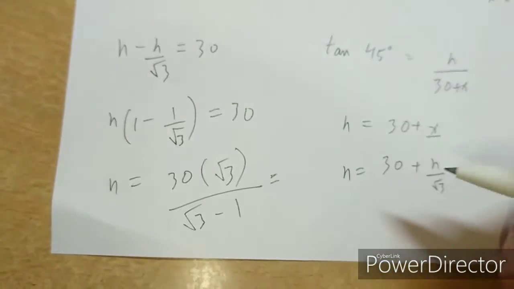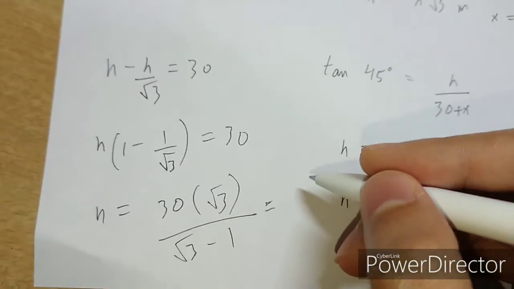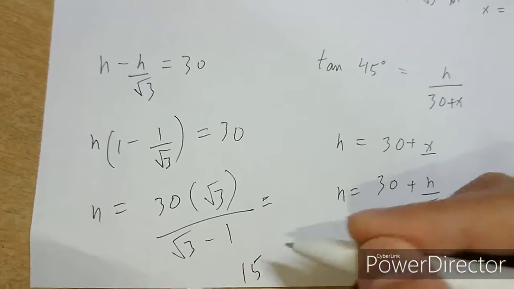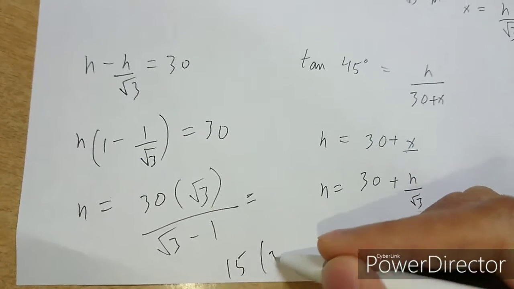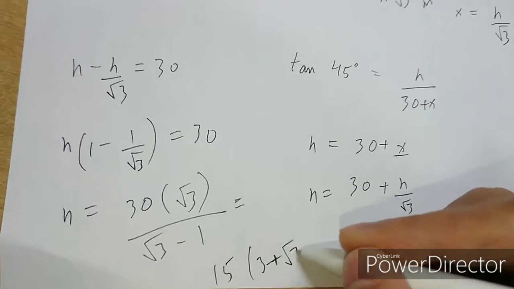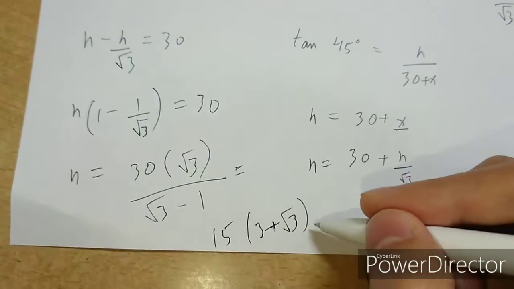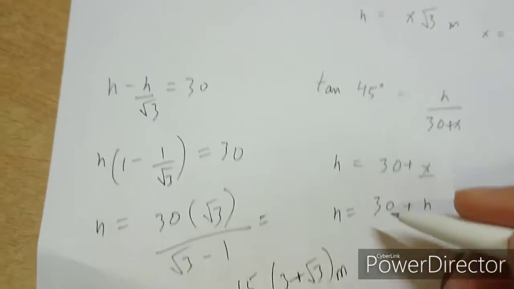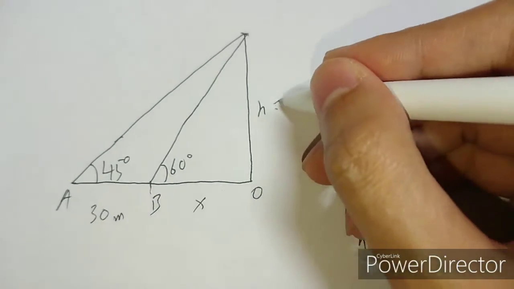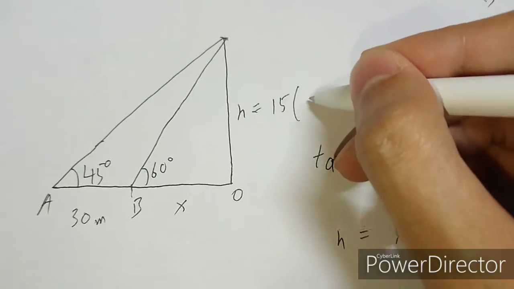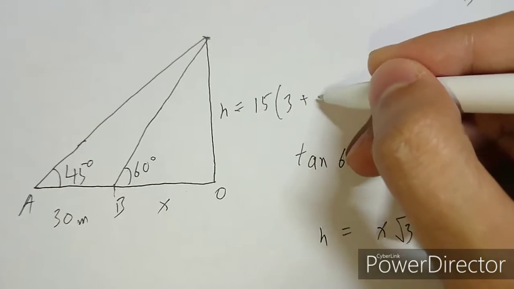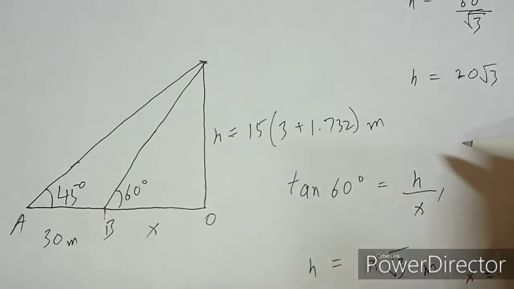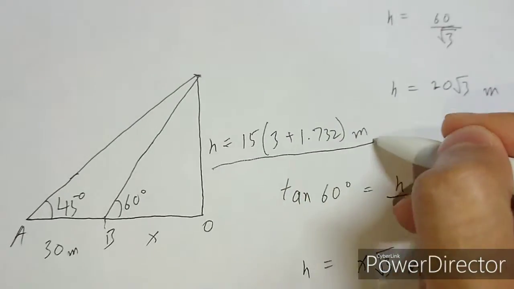And if you further solve it, you are going to get 15 times 3 plus square root 3. You can use a calculator for solving it further. That is, the height of the tower is equal to 15 times 3 plus square root 3, which is 1.732, meters. This is the height of the tower.